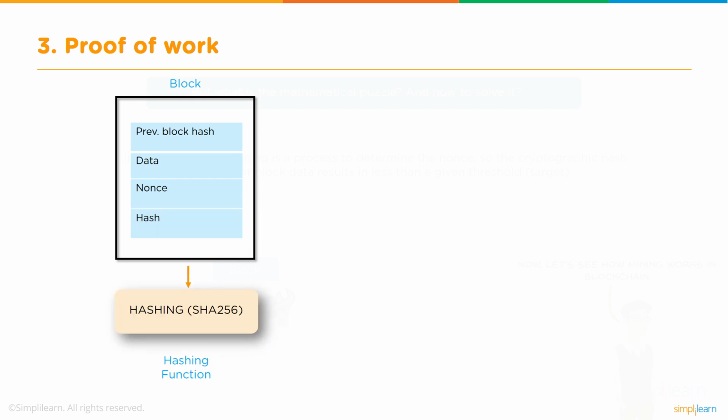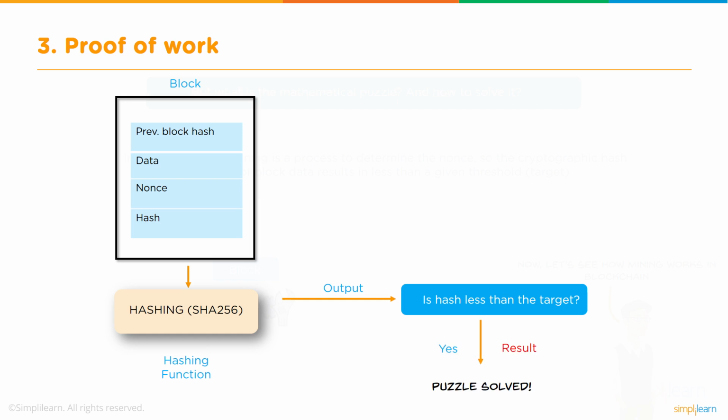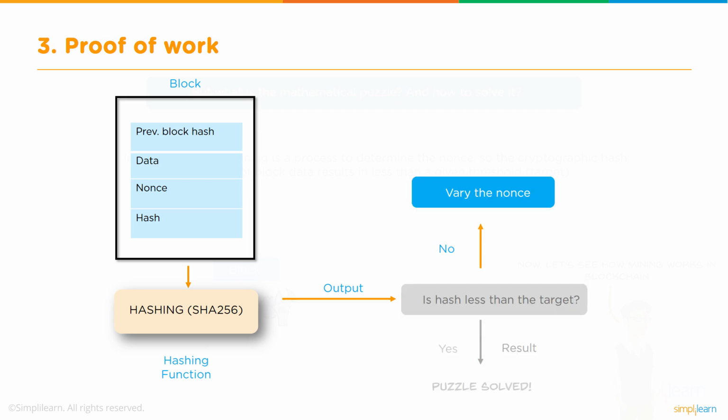The hash is generated using a hashing function called SHA-256. Now, using the nonce, when the hash is generated, if its output is less than the target, then the puzzle is deemed to be solved. The block is considered to be validated. If not, then the miner increments the nonce by value 1 and rehashes, generates a hash, and goes through the cyclic process until it is able to generate a hash less than the target.